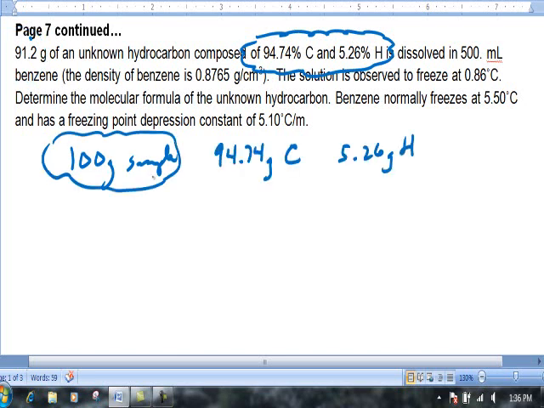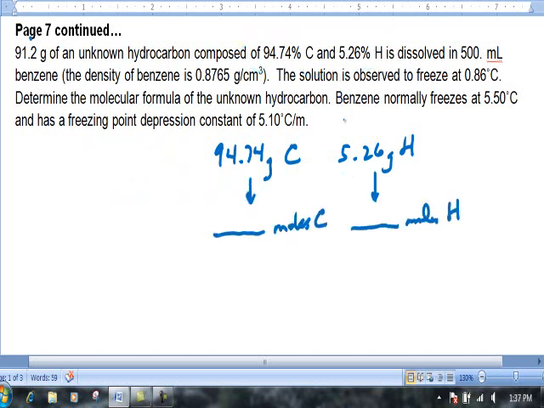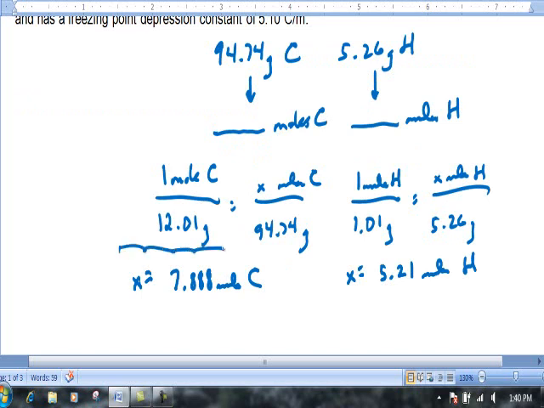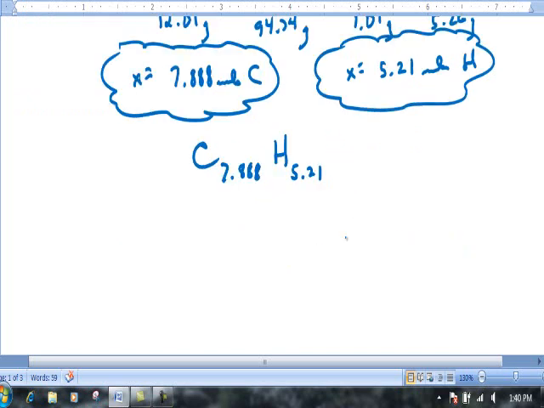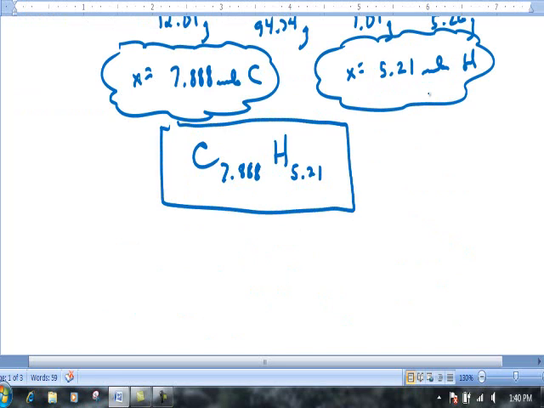If we say we have a 100-gram sample, then what we can do is say of that sample, 94.74 grams are carbon, and 5.26 grams of that sample are hydrogen, based on the percentages provided in the given information. Our next step is to take the grams we have in our sample and convert this to moles of carbon and also moles of hydrogen. Solving for x, we find we have 7.888 moles of carbon in our sample and 5.21 moles of hydrogen in the sample.